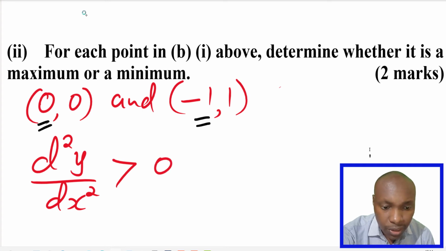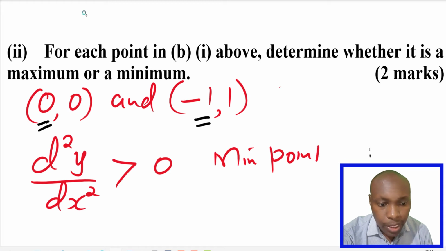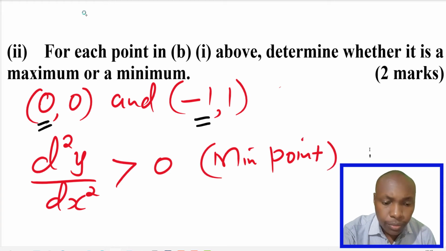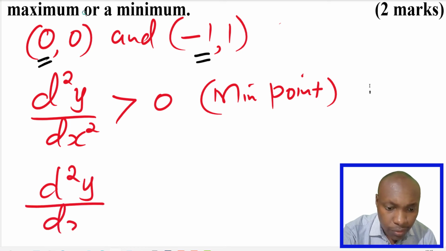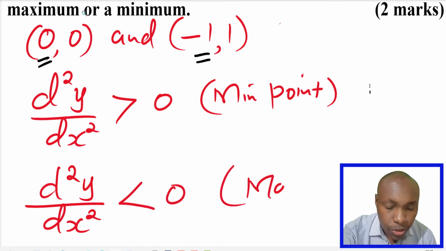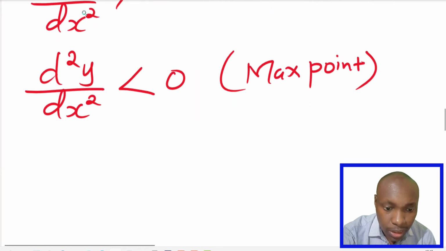When the second derivative is greater than 0, then that is a minimum point. When the second derivative, and we differentiate twice to get it, is less than 0, then that gives the maximum point. So knowing that, we now need to get the first and the second derivative.